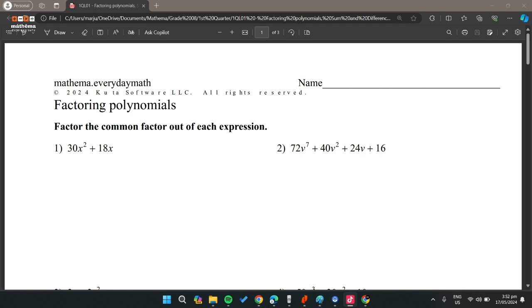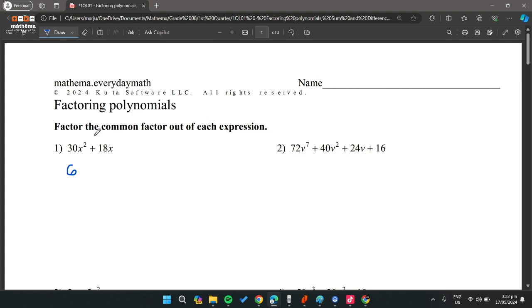Alright, so let's start with number 1. This is very straightforward. When we are asked to factor out expressions or polynomials, what we're going to do is simply find the common factor. So, let's look at number 1: 30x squared plus 18x. Look at the numbers first. Is there any number that is common between 30 and 18? Actually, we have 6. And then, what about the variables?